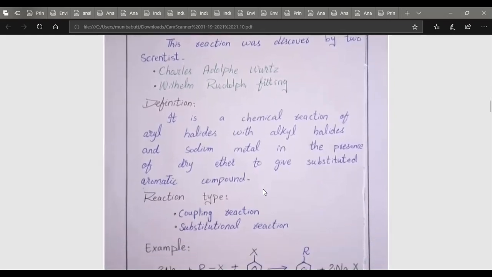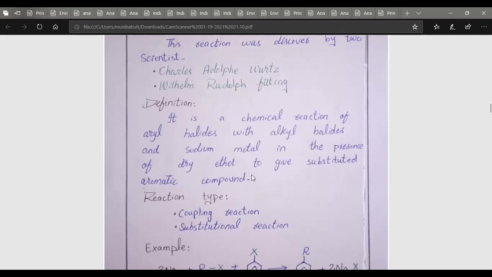It is a chemical reaction of aryl halide with alkyl halide and sodium metal in the presence of dry ether to give a substituted aromatic compound, and its reaction type is coupling reaction and substitution reaction. A coupling reaction is a reaction in which the fragments of hydrocarbons combine with the help of a metal, and a substitution reaction is one in which one substituent replaces another.